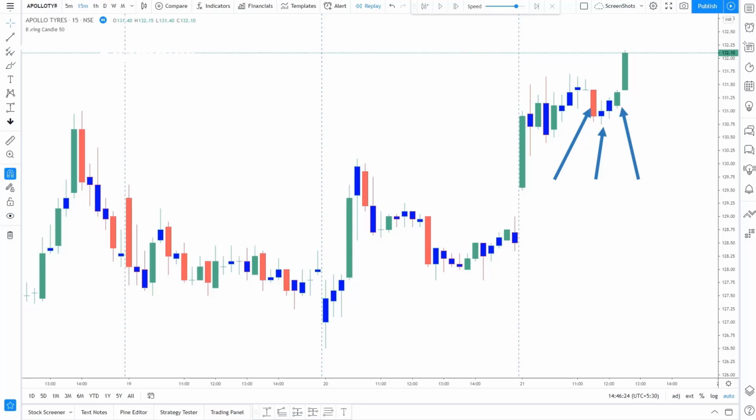After identifying all the three components, leg in, basing, and leg out, we will draw the zone. In this case, we have a drop, base, rally. Using the zoning rules, the proximal line will be the highest body in the basing and the distal line will be the lowest low in the pattern.